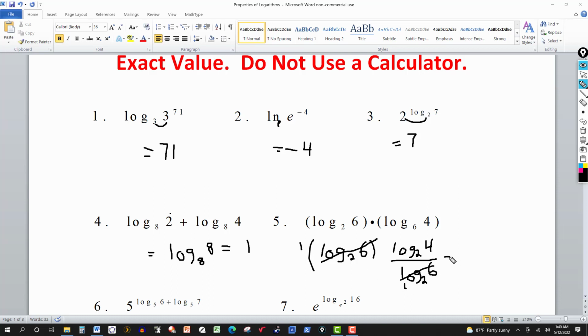And this just gives me log of 4 to base 2. Don't need a calculator, just using the definition of log. The log of 4 to base 2 equals what number? Well, what exponent do I have to take 2 to, to get 4? Well, 2 to the second is 4. So the answer is 2 for that one.